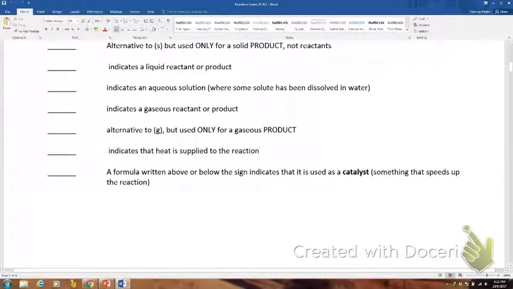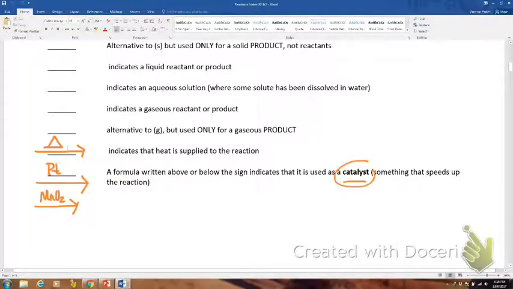And then the last 2 here are going to be if we supplied heat to the reaction, we're going to show that by drawing the arrow for yields, and we're going to draw a little triangle above it, and that's showing that we heated the reaction. Sometimes it might say plus heat. And then if we're going to show a catalyst, sometimes we might put platinum as the catalyst, or sometimes that might be a chemical like manganese oxide.